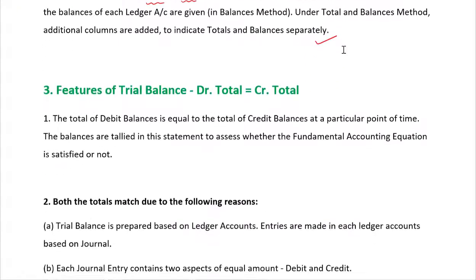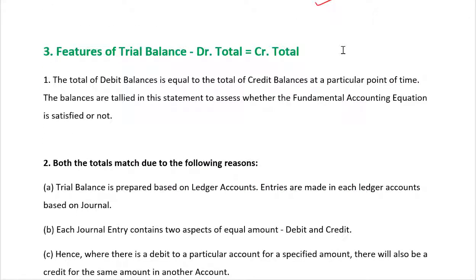Let's continue and see the features of the trial balance, that is, debit total equal to credit total. The total of debit balances is equal to the total of credit balances at a particular point of time. That means whenever you are preparing the trial balance, the debit side total and credit side total should be equal. The balances are tallied, matched, and this statement checks whether the fundamental accounting equation is satisfied or not.